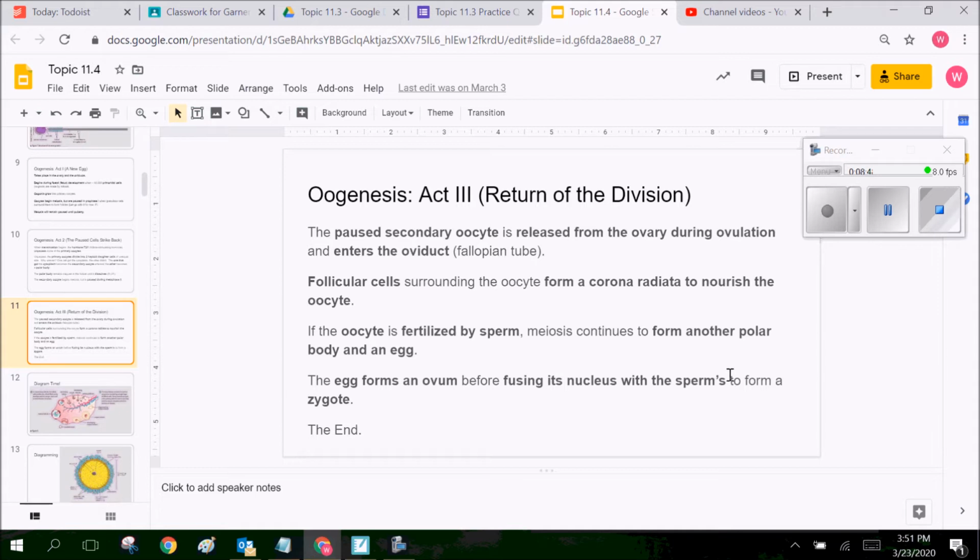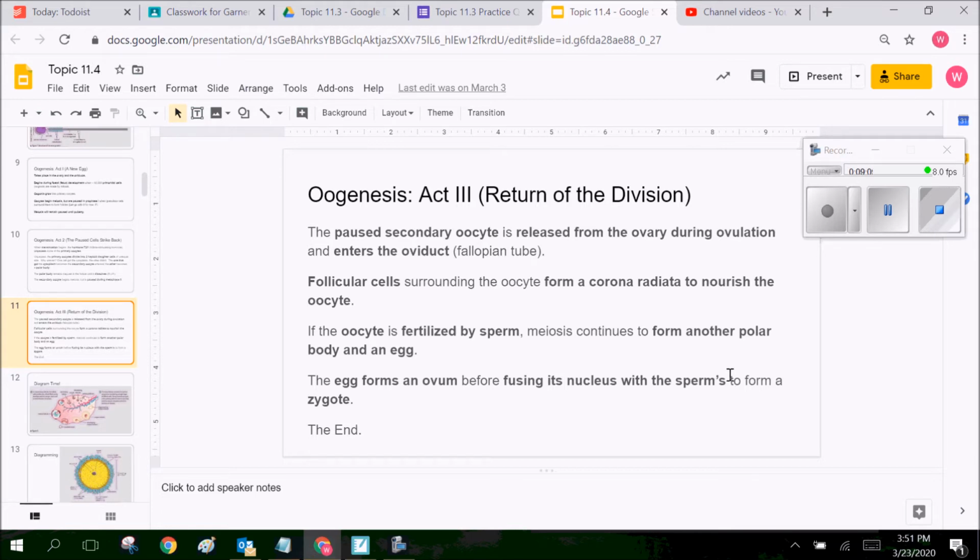Okay, so we said that it was surrounded by follicle cells. So more follicle cells are going to surround the oocyte, and they're going to form something called the corona radiata, which is essentially just this nutrient-rich organ that's going to help to furnish that oocyte with all the resources it needs to be able to go ahead and undergo another phase of division.